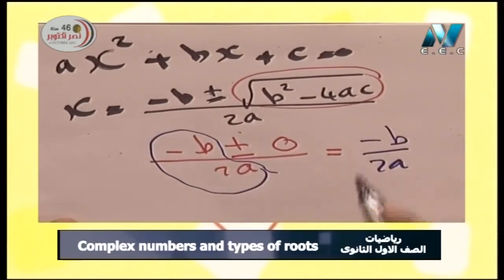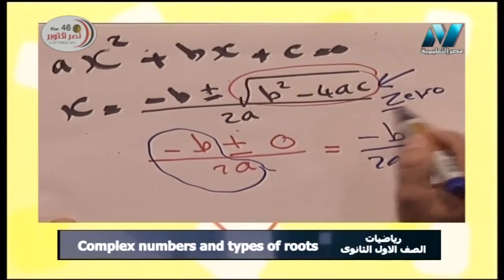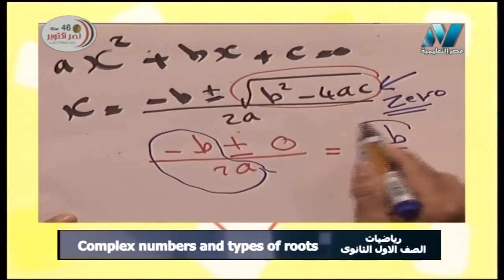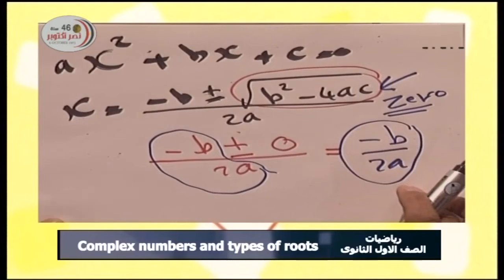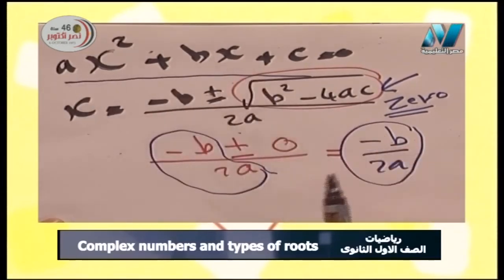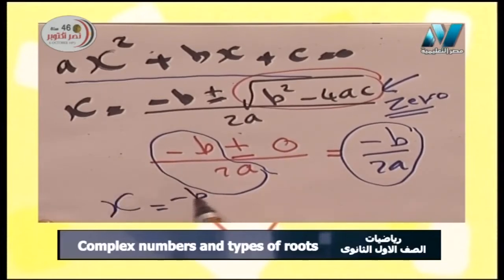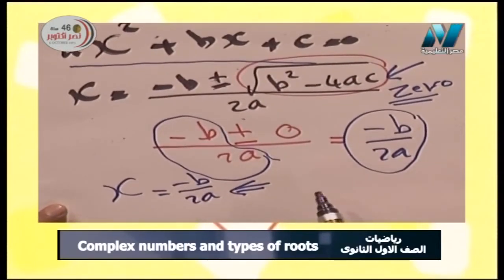So when the discriminant here equals 0, then we have only one number, which is negative b over 2a. This number will be the root of the quadratic equation, which is ax² + bx + c = 0. And we know that x equals negative b over 2a is the equation of symmetry of the curve.